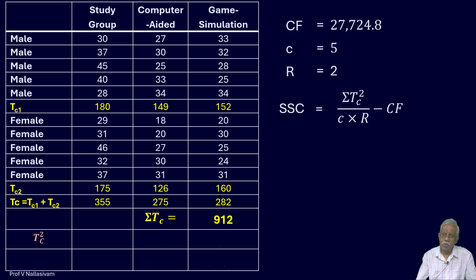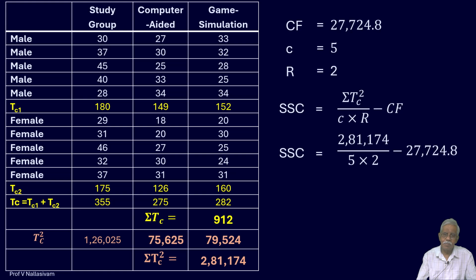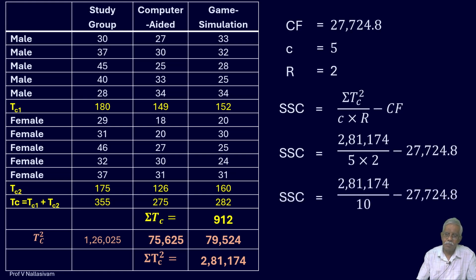Square the Tc values. They are 1,26,025, 75,625, 79,524. Its grand total is 2,81,174. It is sigma Tc square. We know the values of small c and capital R. Substitute them in the formula and simplify. 2,81,174 divided by 5 times 2 minus 27,724.8.